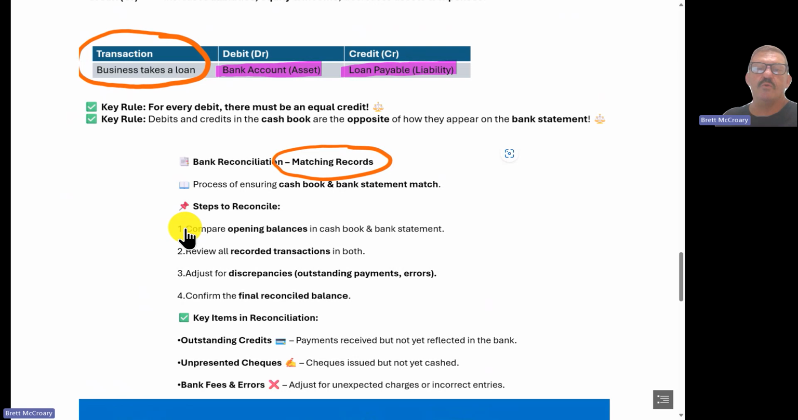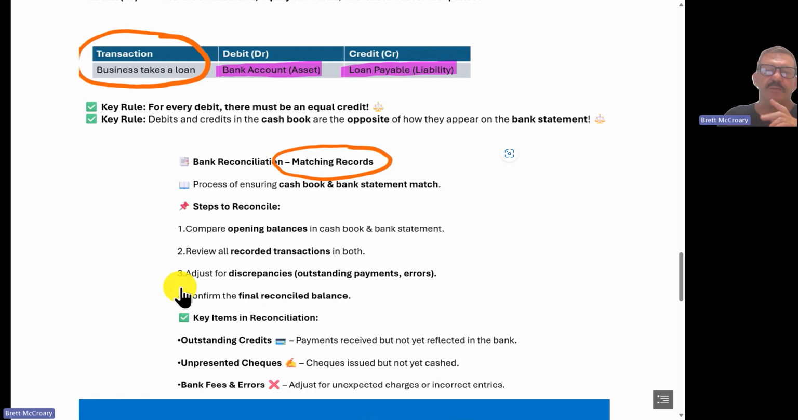So you review all recorded transactions. You adjust for any discrepancies. There could be some figures at the end of the month that might not have moved over, or you might have made a payment at the end. Make sure you adjust that from the bank statement into your cash book, and then you reconcile it. So really, you're just checking that nothing's missing in its simplest terms.